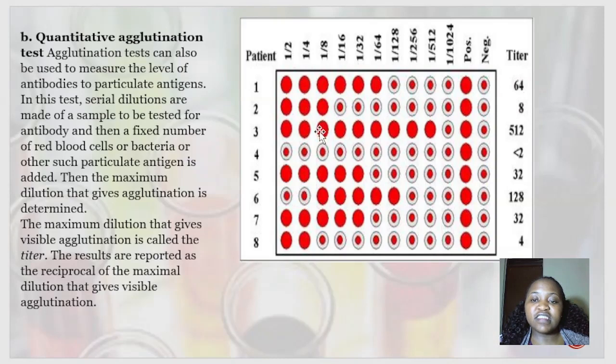So this is 8, this is 512. Here we don't have any, so it's below 2, which was the maximum dilution. Then we have 32. This one we'll call 128, but we still have a few challenges. Here we don't have any reaction, so this is a test that should be repeated. Here we have 32 and here we have 4.